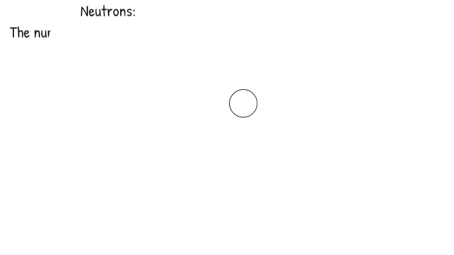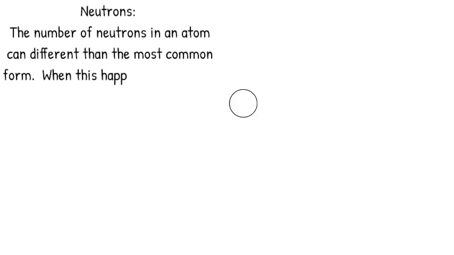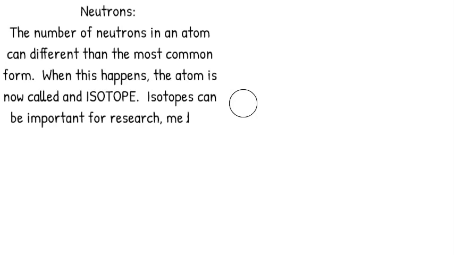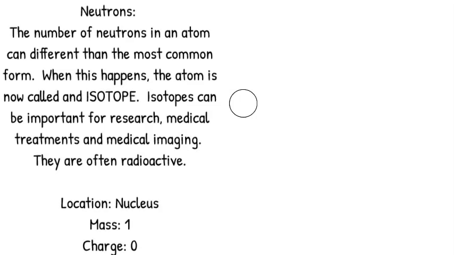Now let's look at the neutron, which is also found in the nucleus, the center of the atom. Neutrons have a mass of 1 and no charge. But in atoms, the number of neutrons is not always the same. The same atom can have different forms with different numbers of neutrons. These are called isotopes. And isotopes can be very important for research, medical treatment, and medical imaging. Because they are radioactive, they are easy to detect.